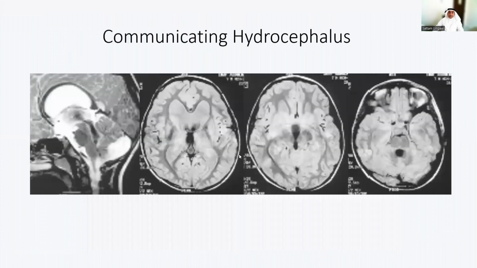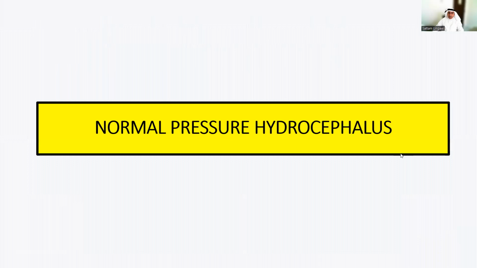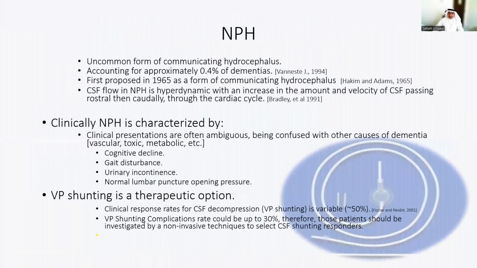This is actually magnified selected images from the previous slide, showing you the dephasing artifact, the loss of signal of CSF through areas of narrowings, indicating hyperdynamic CSF flow through the foramina of Monroe, the third ventricle, down to the fourth ventricle. This is best illustrated in cases of normal pressure hydrocephalus.